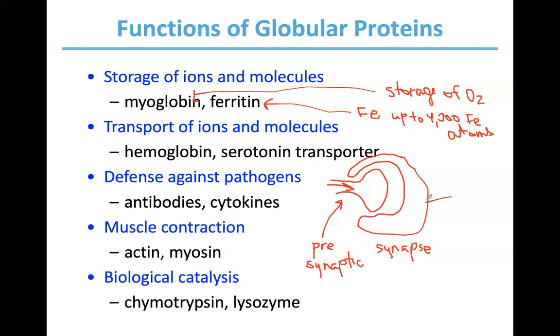Presynaptic. This will be postsynaptic. Postsynaptic. And then when the action potential arrives, neurotransmitters such as serotonin will be released into what's known as the synaptic cleft.